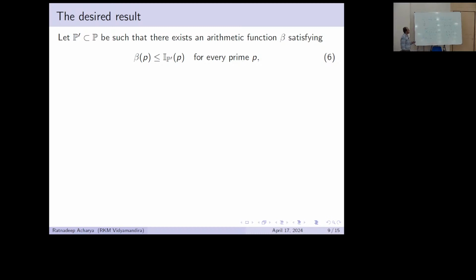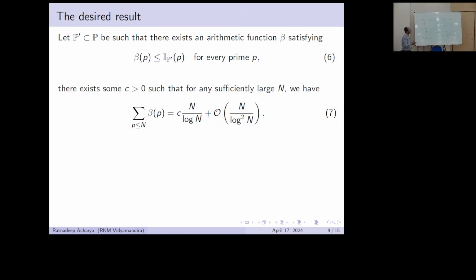Second is that what you just mentioned: there exists some positive constant C such that for any sufficiently large n, we have this one. If you replace this beta by the characteristic function, the left hand side divided by n by log n is roughly the density of the primes in P prime, right?